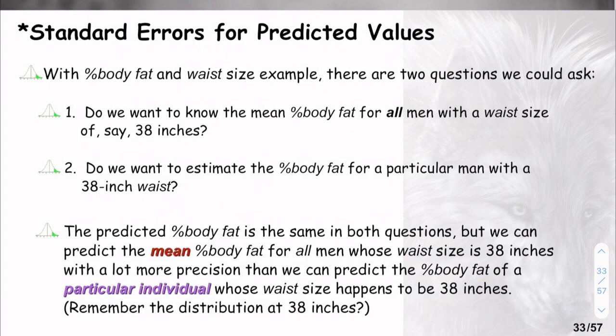So if we are going to use standard errors for predicting values, think back to our example with percent body fat and waist size. There are two questions that we could ask and that you will be asked.